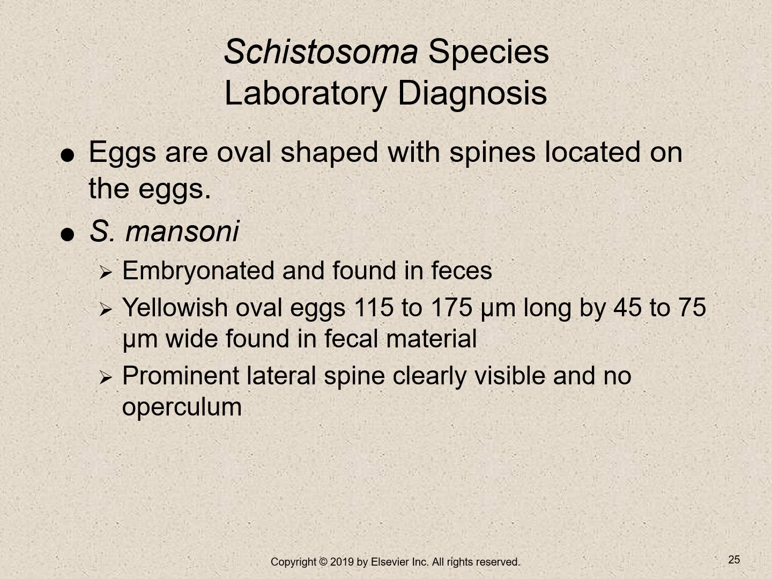So, Schistosoma mansoni: you can find embryonated eggs in the stool. They appear yellow and oval in shape, measuring 115 to 175 micrometers long by 45 to 75 wide. Schistosoma mansoni has a prominent lateral spine that's clearly visible and no operculum.